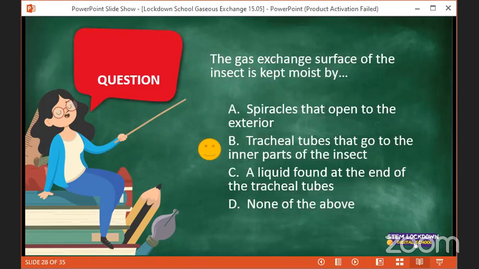B. No, that is a mistake. Sorry, guys, the answer is C. It's the liquid found at the end of the tracheal tubes. So sorry, my mistake there.